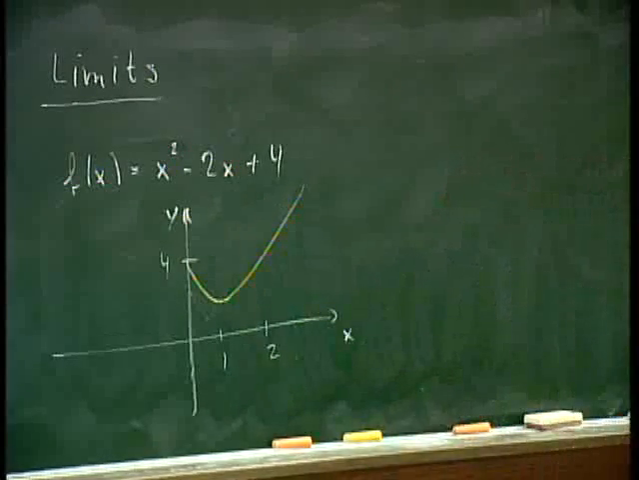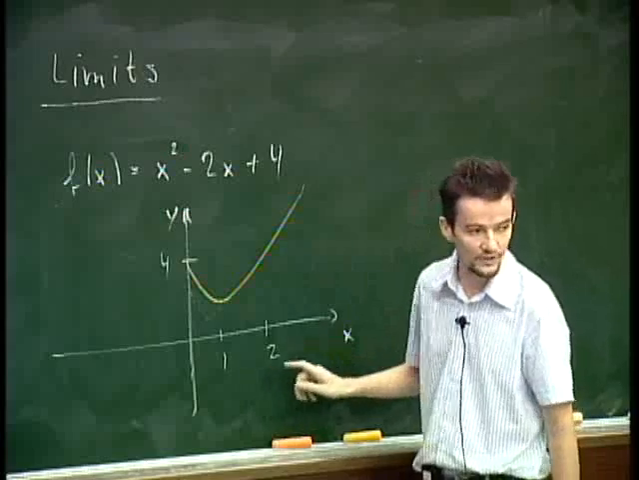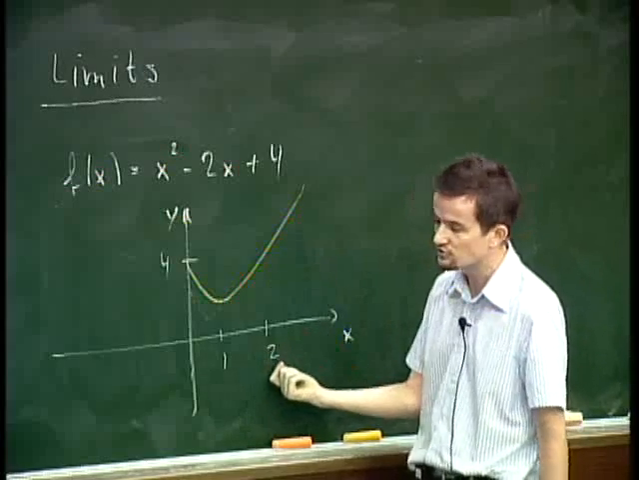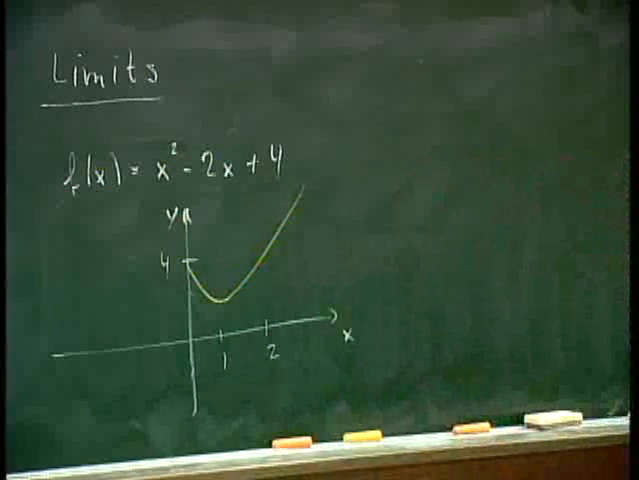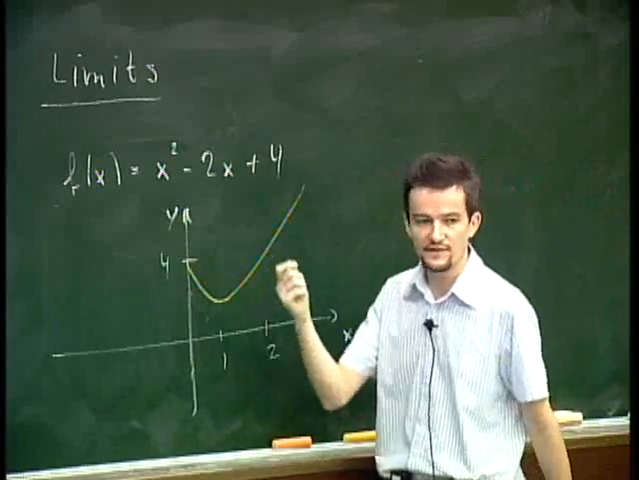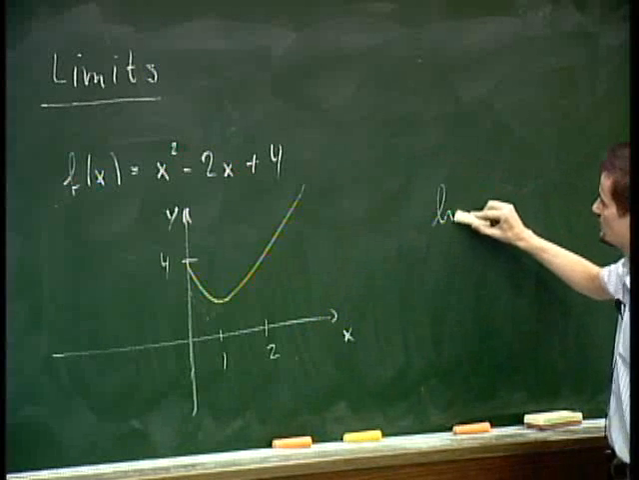But the new thing is that we try to approach 2. No matter how we approach 2, we choose values which are close to 2, evaluate f and look at what f is doing. The basic observation is that as x is getting closer and closer to 2, f of x will get closer and closer to 4. And this is already the notation of the limit.